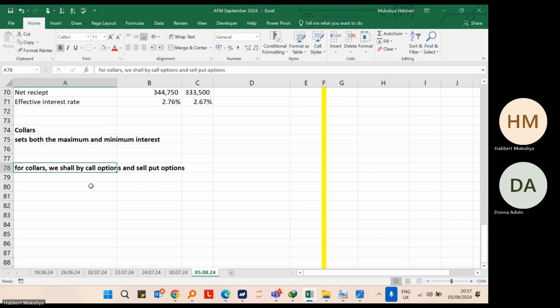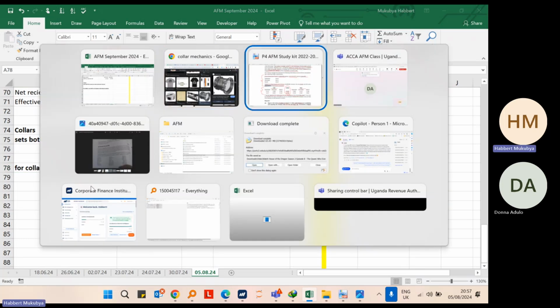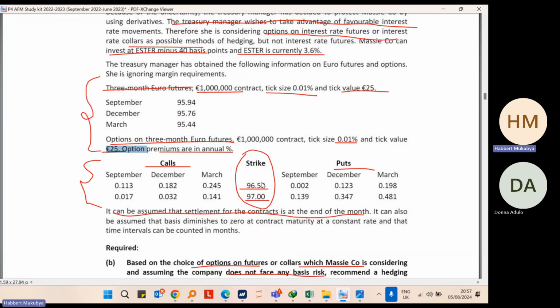So now, in this case, what do you do? Because you have two strike prices. Okay, so what you are going to do, you're going to buy call options and sell.